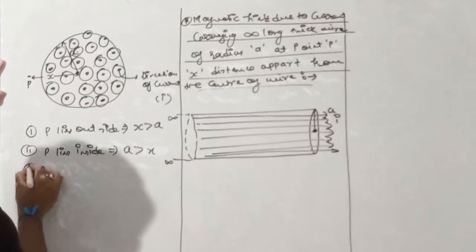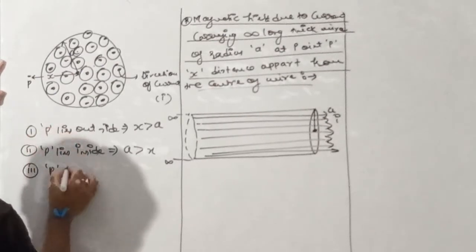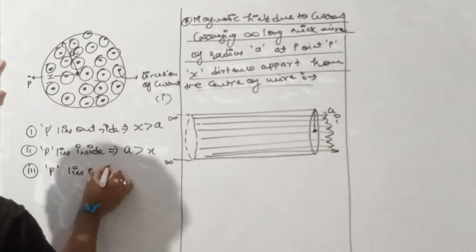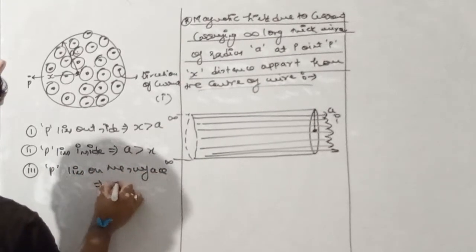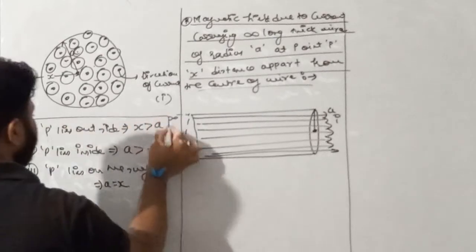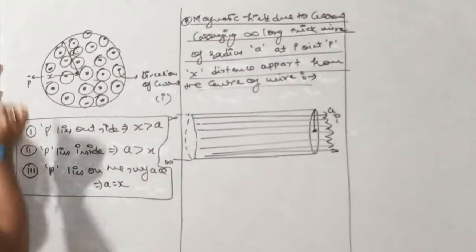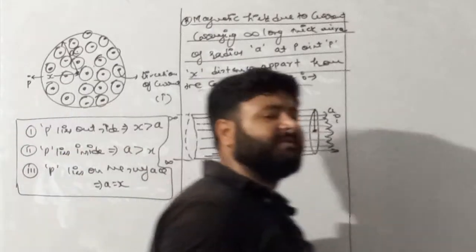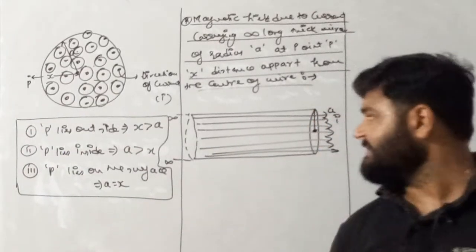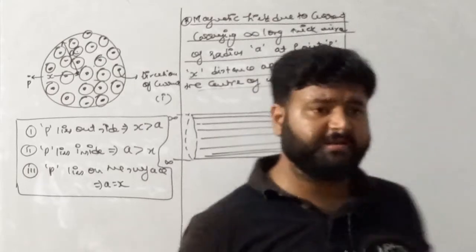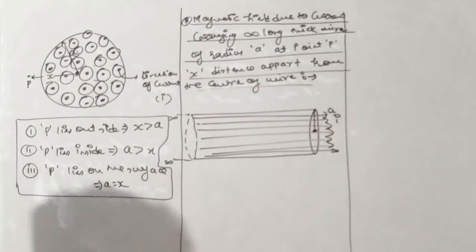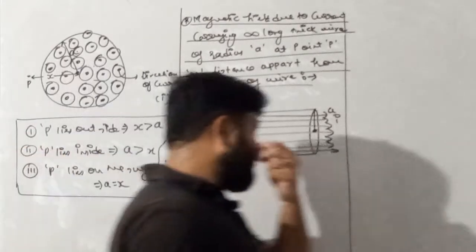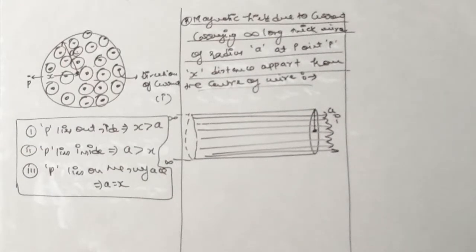And third possibility, P lies on the surface. So if P lies on the surface, then we can say A must be equal to x. So there are these three possibilities for this given situation: P lies outside, x is greater than A; P lies inside, x is less than A; and P lies on the surface, that is A is equal to x, or we can say x is equal to A.